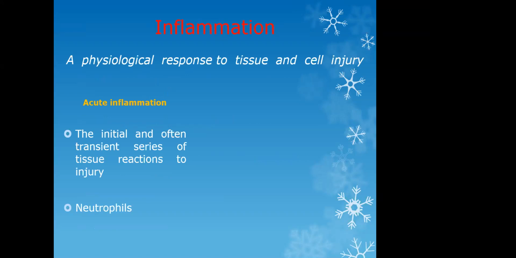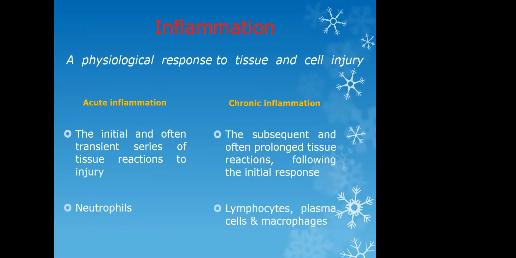And the most important cells in acute inflammation are neutrophils. Now, chronic inflammation, on the other hand, is subsequent inflammation, which actually follows acute inflammation. But sometimes it directly jumps in as chronic inflammation. For example, some viruses or some bacteria like mycobacterium do not go through the acute inflammatory phase. They directly jump into chronic inflammation, right?